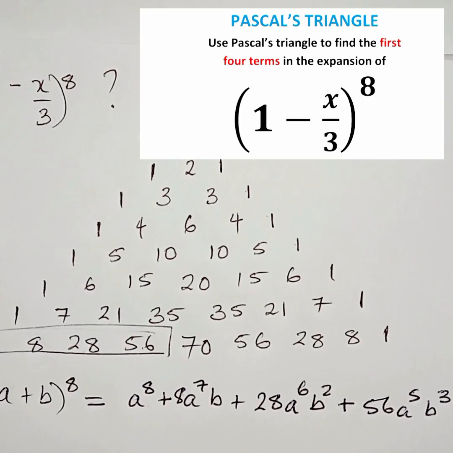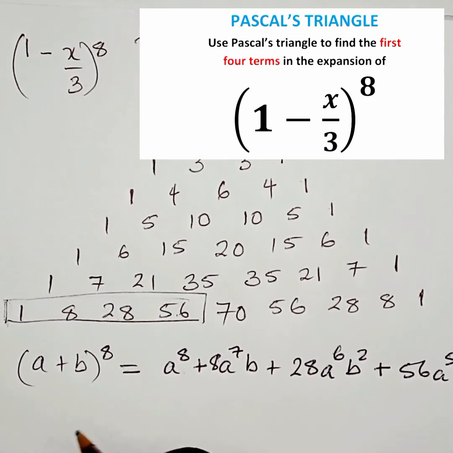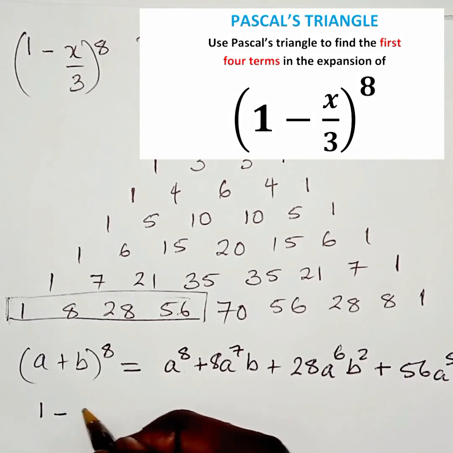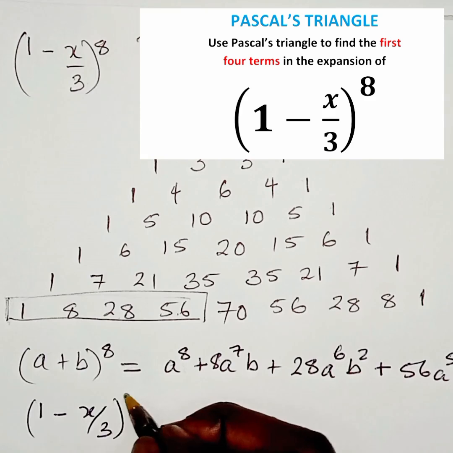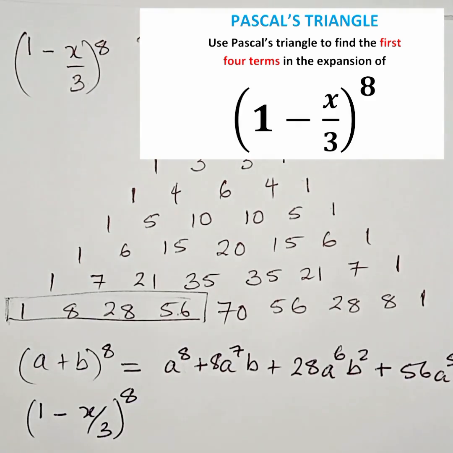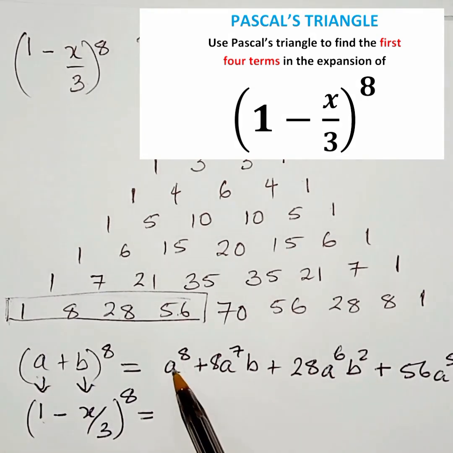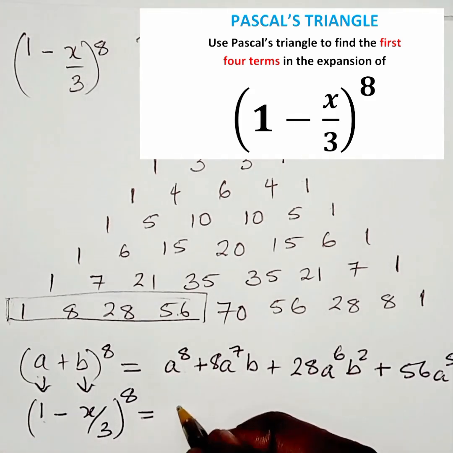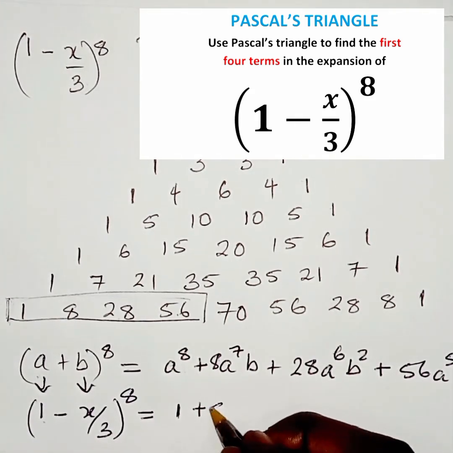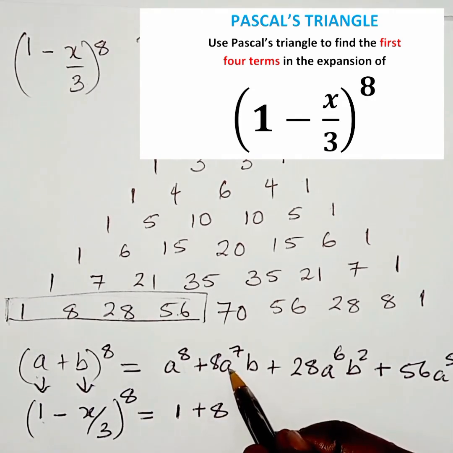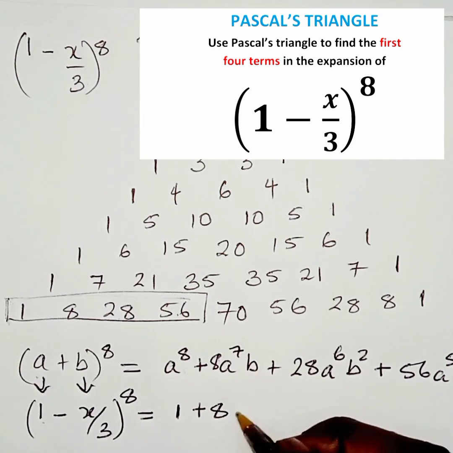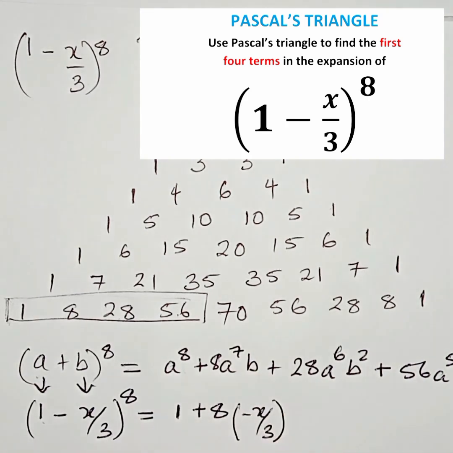Now let's evaluate that binomial. We have (1 - x/3)^8, and in this regard, we take a as 1 and b as minus x over 3. So this is going to be equal to: 1 is a, so 1 to the power of 8, we just get a 1. Then we add that to 8 times 1 to the power of 7, which is 1, and b is just minus x over 3.